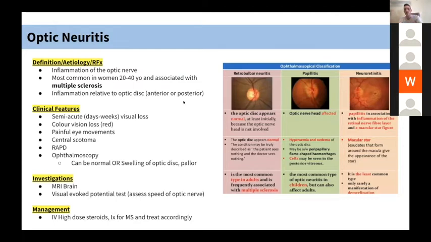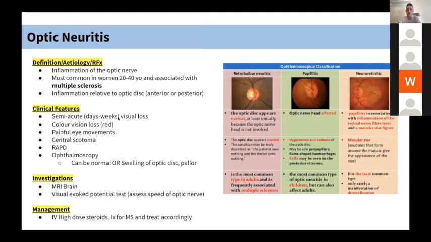If it's posterior, so behind the optic disc, which we term retrobulbar neuritis, you're not actually going to see anything on ophthalmoscopy. You can just see a normal optic nerve or optic disc and it doesn't really look that bad. That's the most common type as well. So you need to take the whole clinical picture into account.